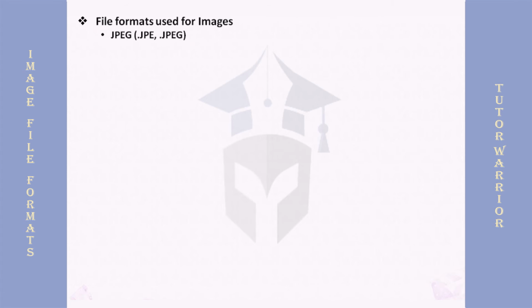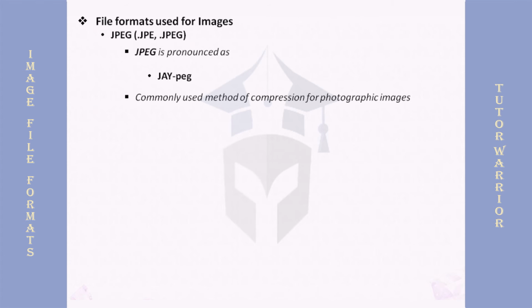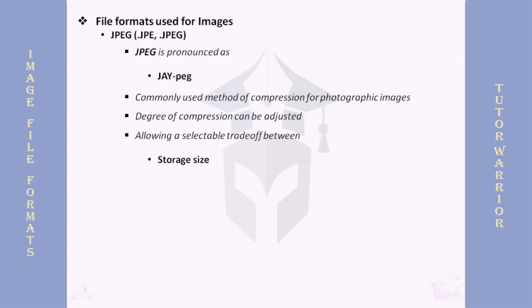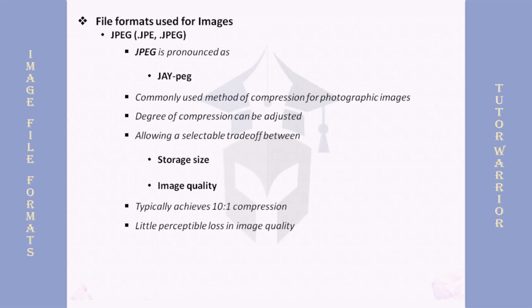JPEG, .jpe or .jpeg. In computing, JPEG is pronounced JAY-peg. It's a commonly used method of compression for photographic images. The degree of compression can be adjusted, allowing a selectable trade-off between storage size and image quality. JPEG typically achieves 10:1 compression with little perceptible loss in image quality.